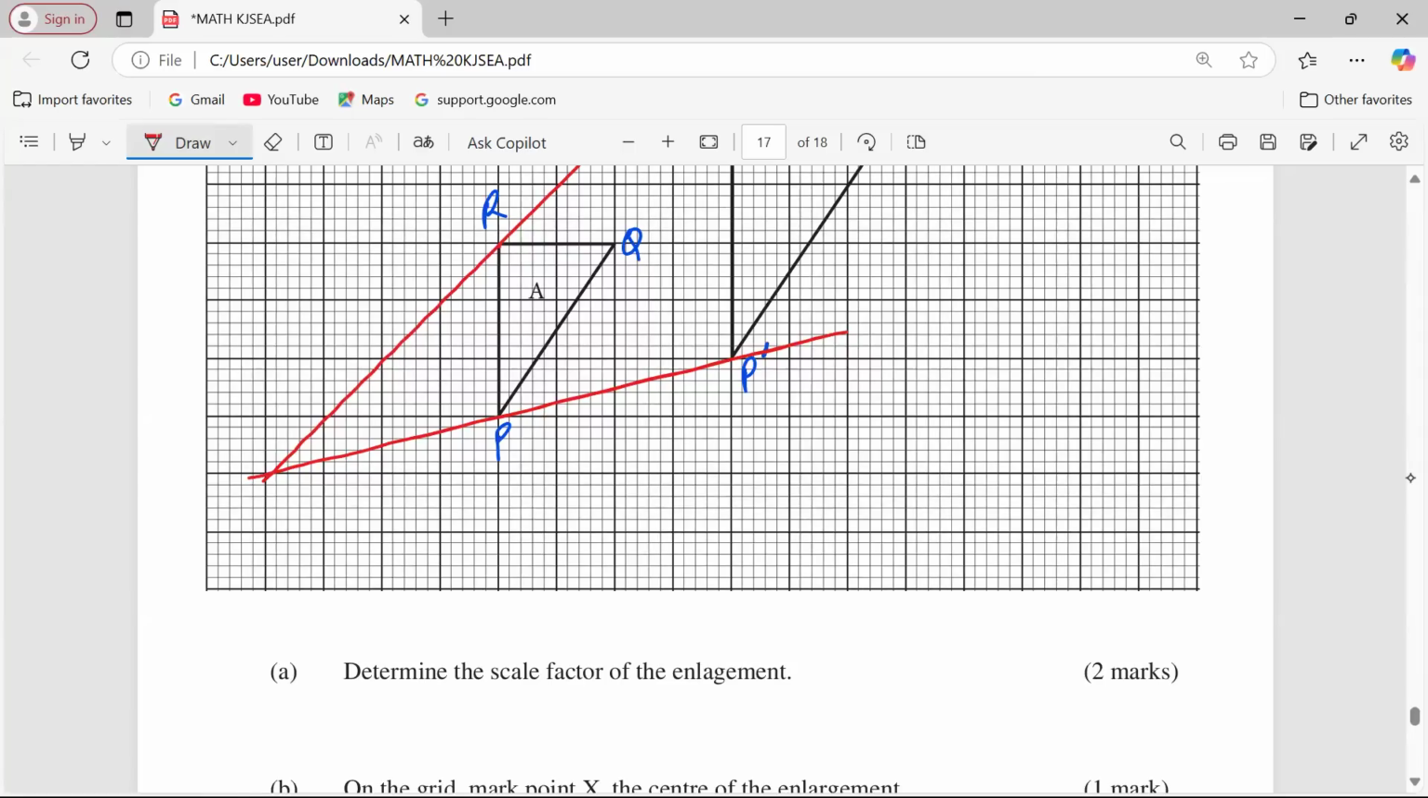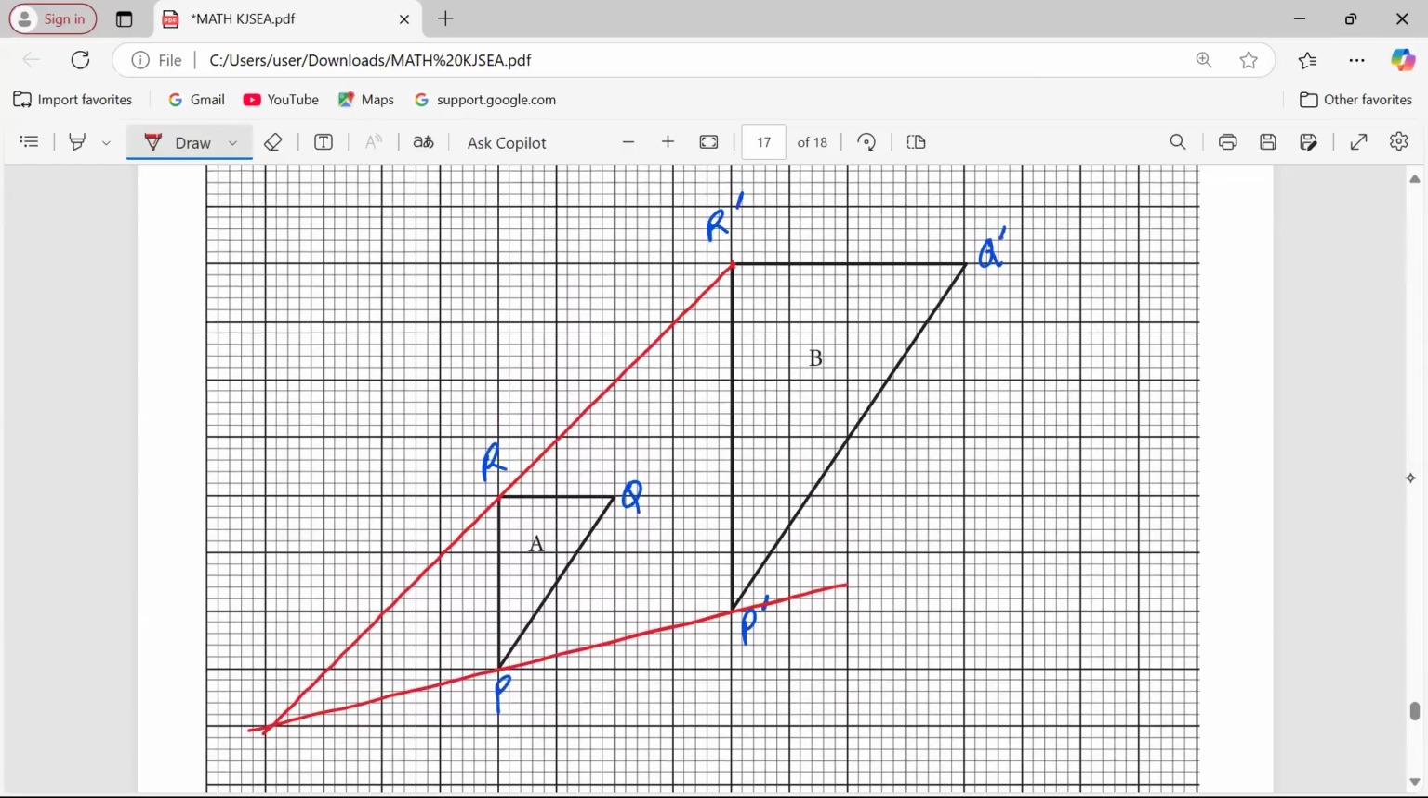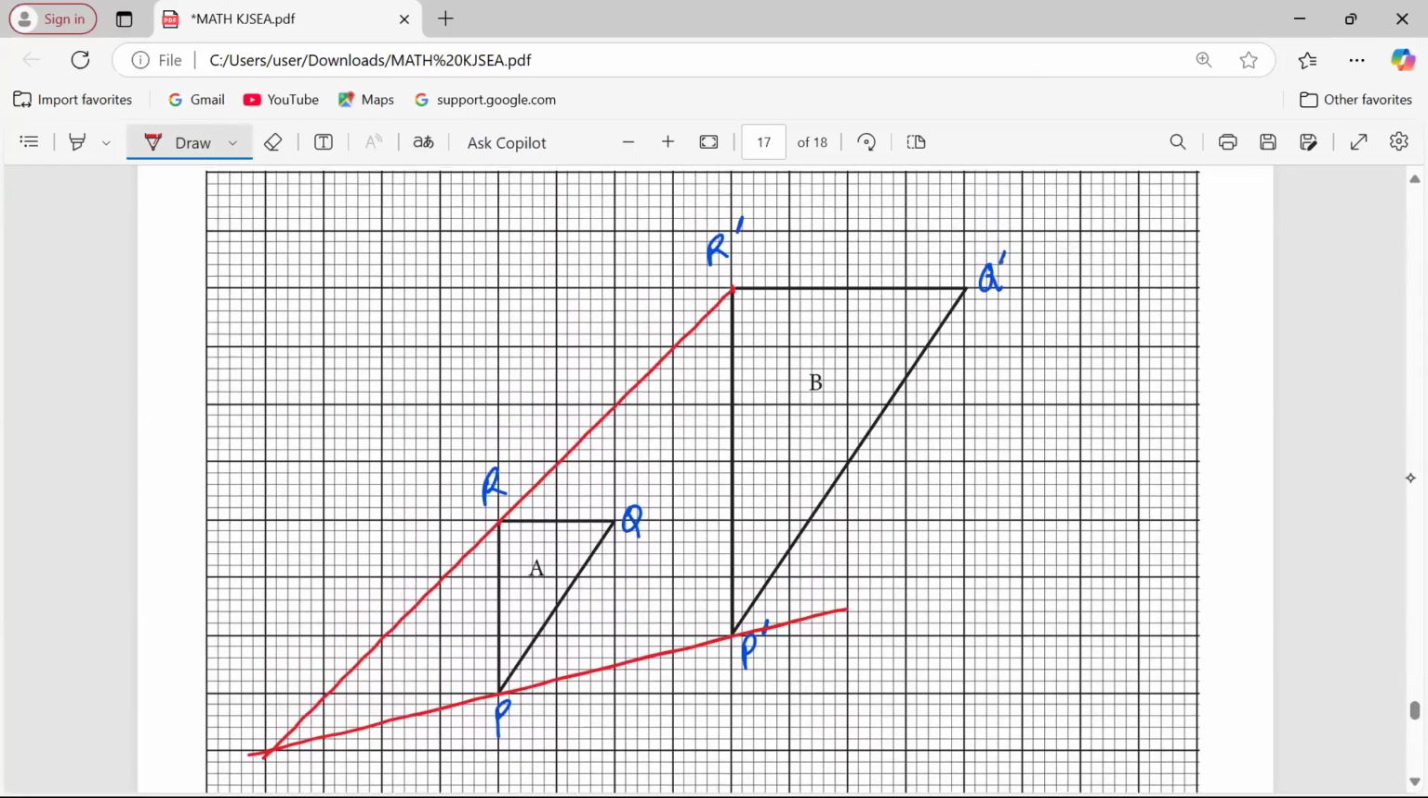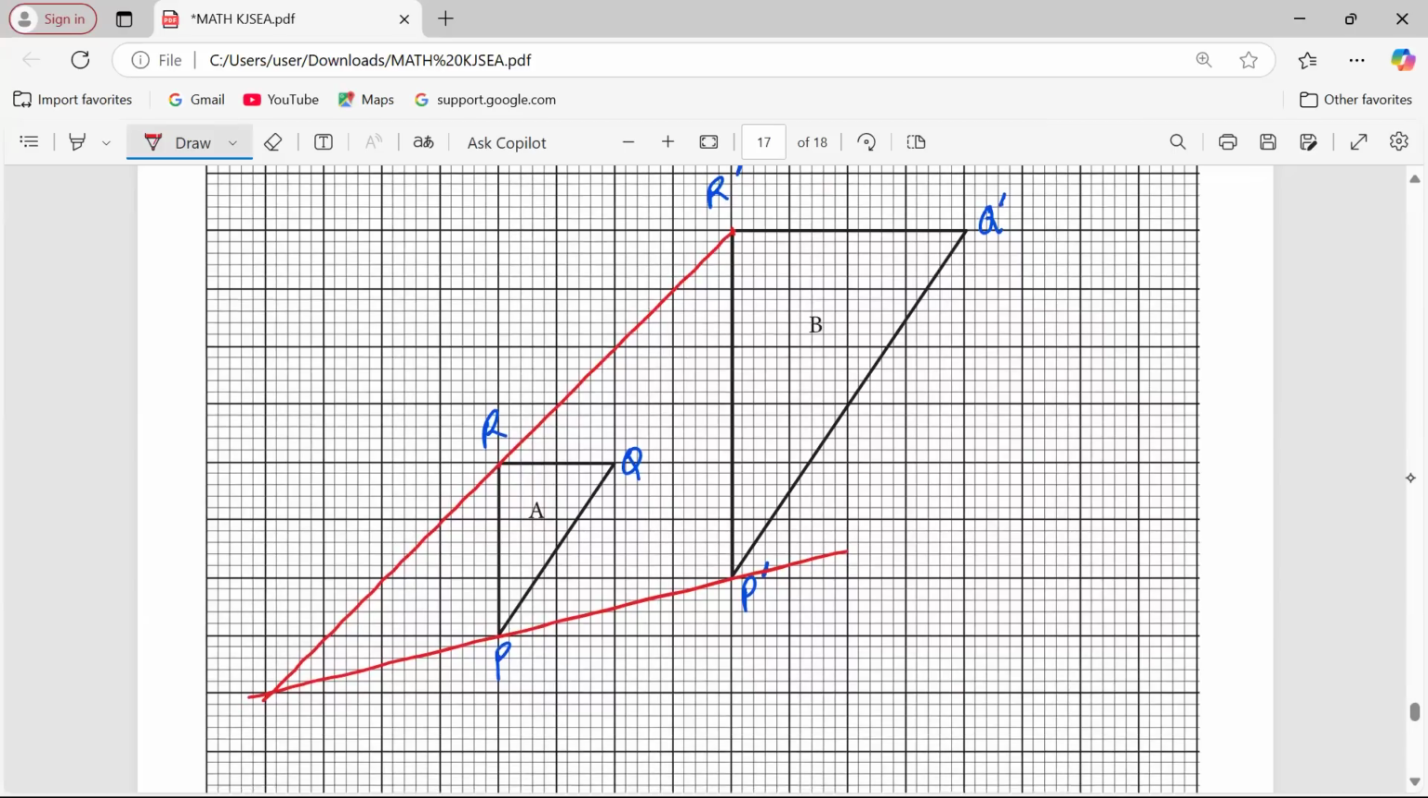Let's check whether there is some intersection of the lines. If we try for Q prime, we see whether they are sharing the intersection now. I think they are already giving us a certain idea. And remember, where the lines will intersect becomes our center for the enlargement.